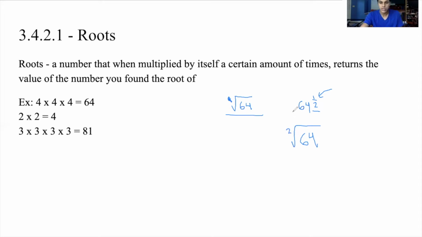Now, similarly, if you had, say, 3 to the power of 3/4, what this would mean is you're raising 3 to the power of 3, because there's a 3 in the numerator, and you're finding the fourth root of that, because that's in the denominator. So that would look like this. 3 to the power of 3/4 is 3 to the power of 3, and then the fourth root of that.